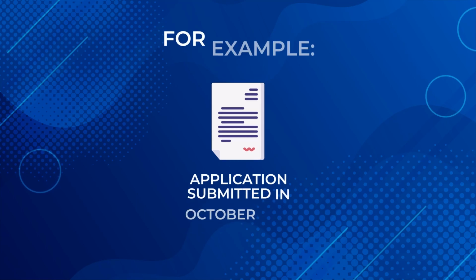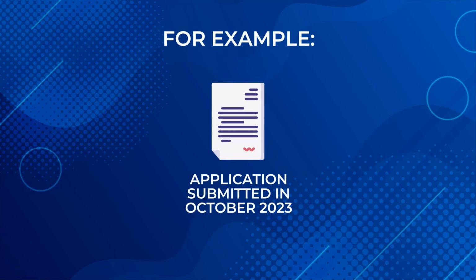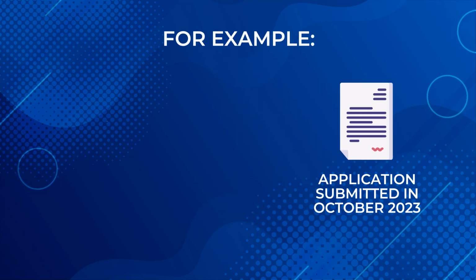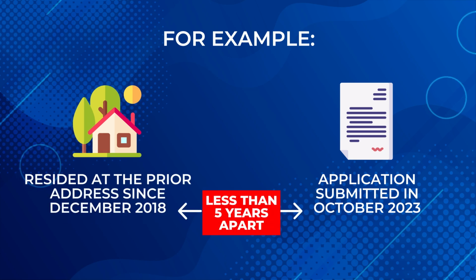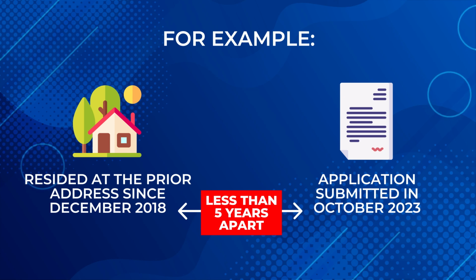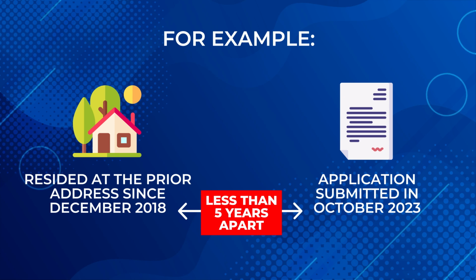For example, let's say you're going to submit your asylum application in October 2023, and you started living at the prior address in December 2018. Can you stop listing addresses? Well, no. You'll need to continue, because December 2018 is less than 5 years from October 2023. You would be 2 months shy of 5 years. So, you would need to go down to the third line and add yet another address. Why? Because you've got to show addresses for at least the last 5 years.